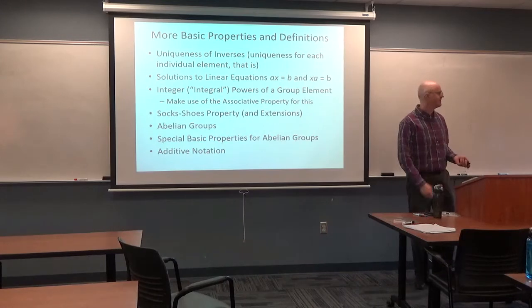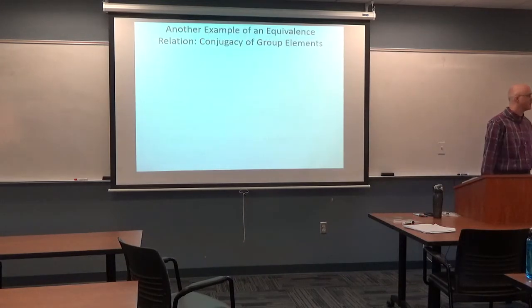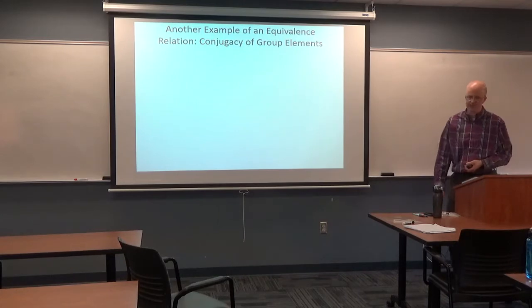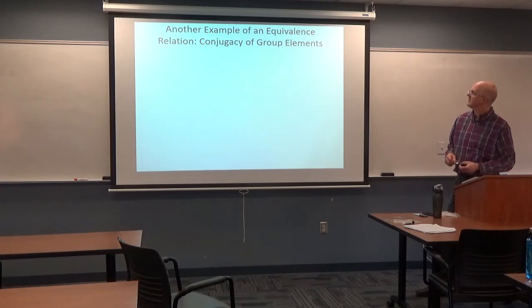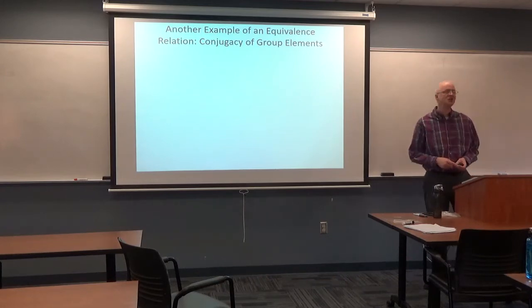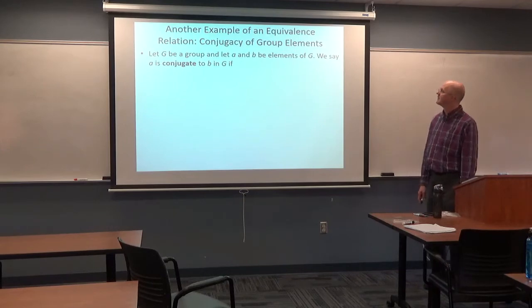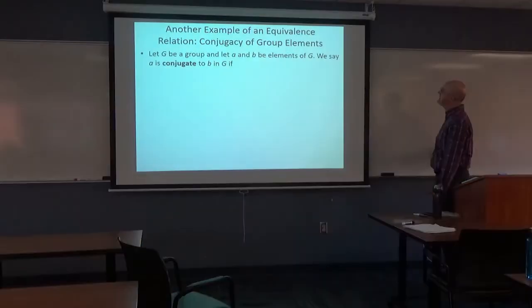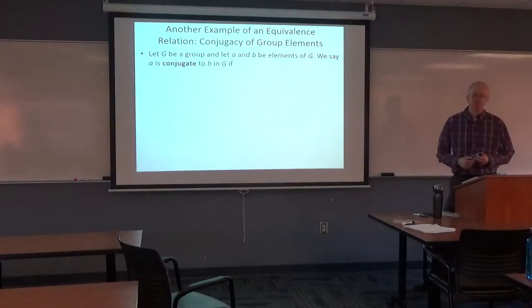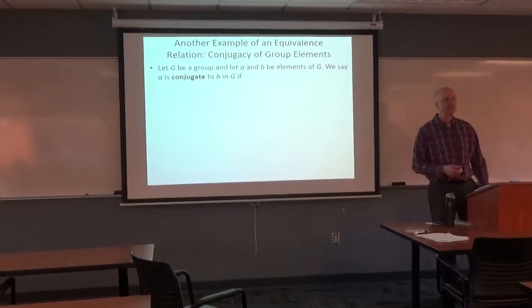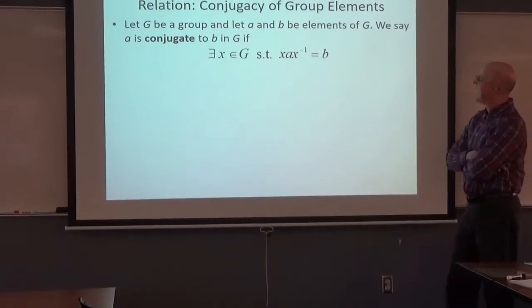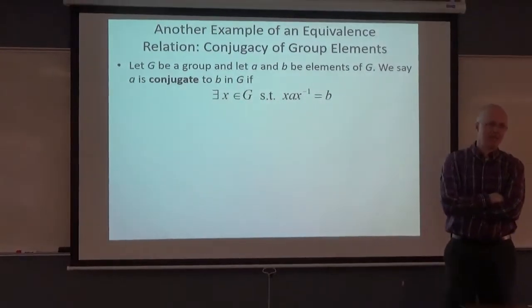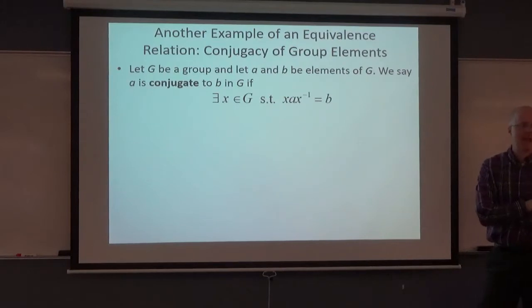Here's another possibility, and this is worth bringing up as an example in its own right as well, to re-emphasize the idea of an equivalence relation in partitions. Here's another example of an equivalence relation. It's called conjugacy of group elements. Let G be a group and let A and B be elements of G. We say that A is conjugate to B if there is an X in G such that XAX inverse equals B. Then we say A is conjugate to B.